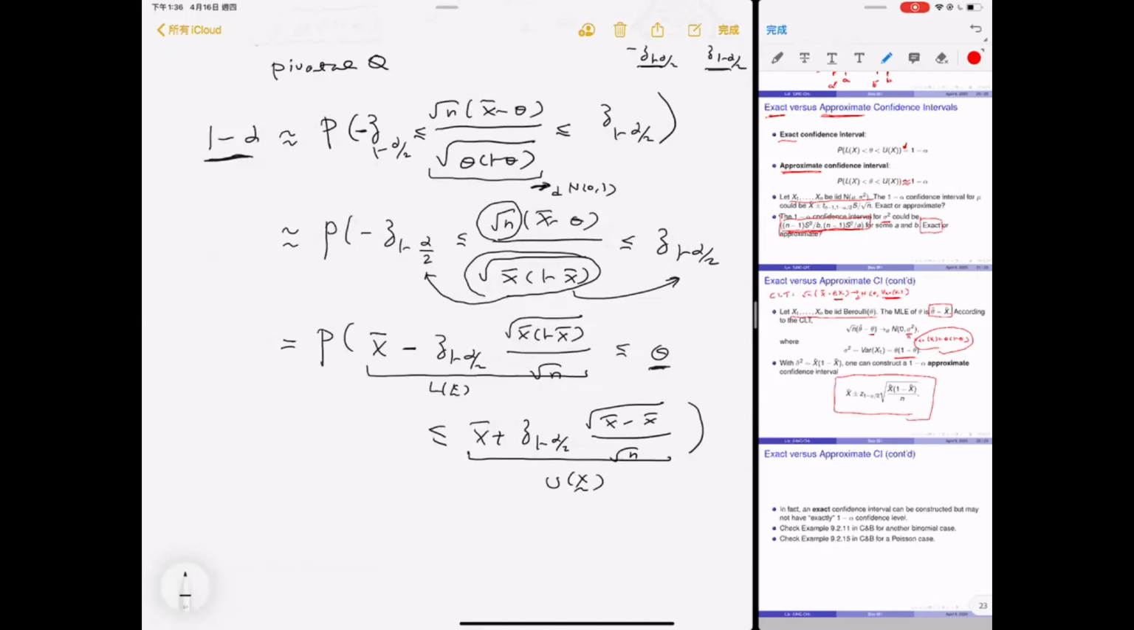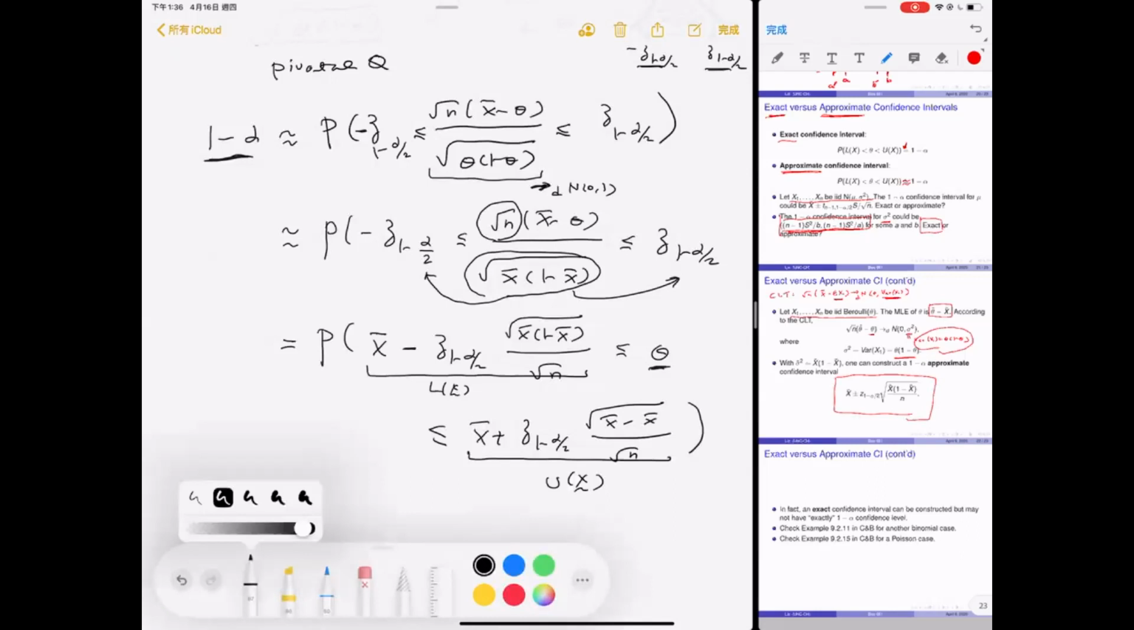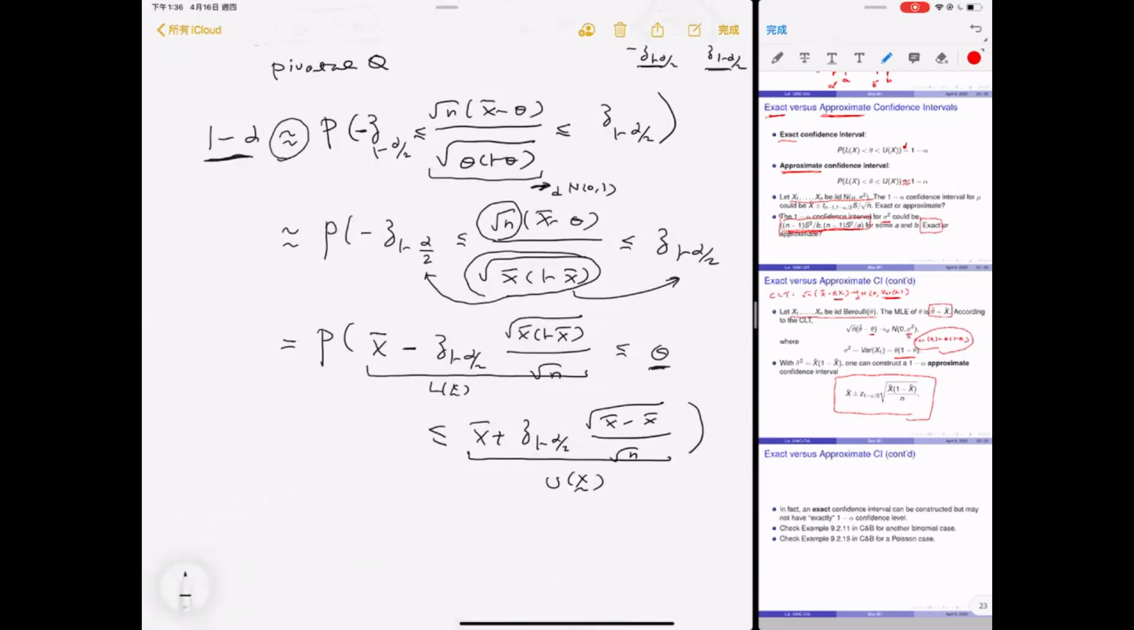Okay, then again, that's why this guy is not an exact confidence interval. It's an approximate confidence interval. It's because you don't have exact probability at the very beginning. You'll have approximate at the beginning.